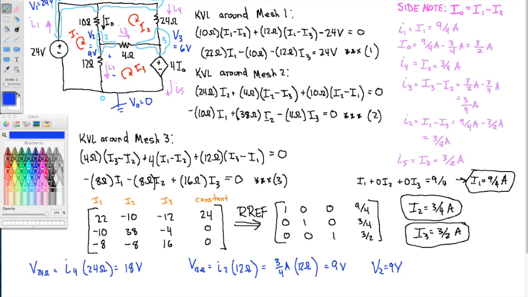We have the currents everywhere. And we could get the powers if we like. Okay, so go ahead and practice that with the homework, and in the next video we'll introduce current sources to our mesh analysis.